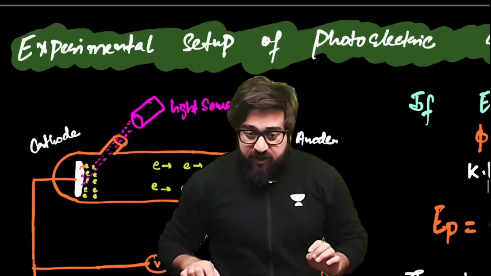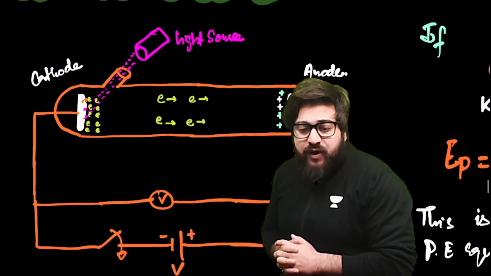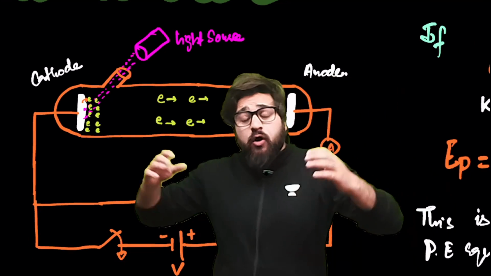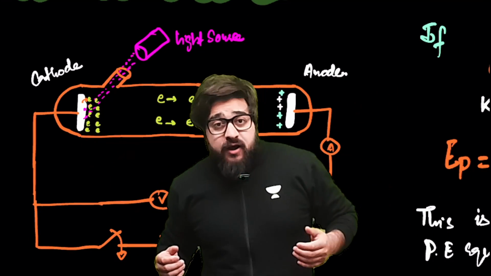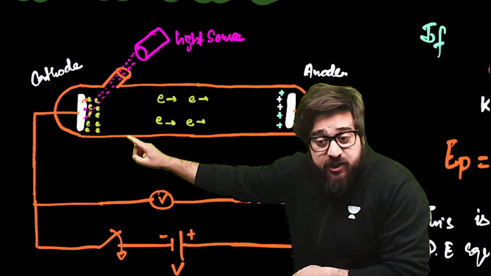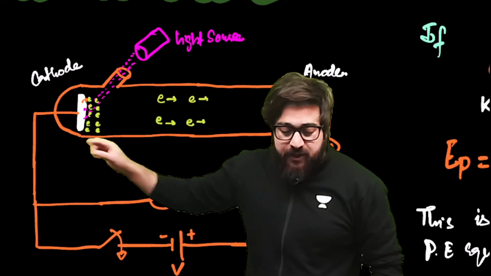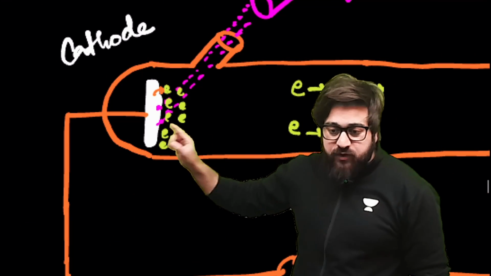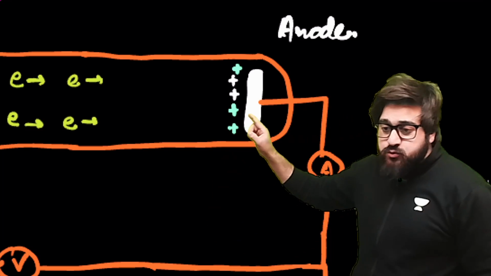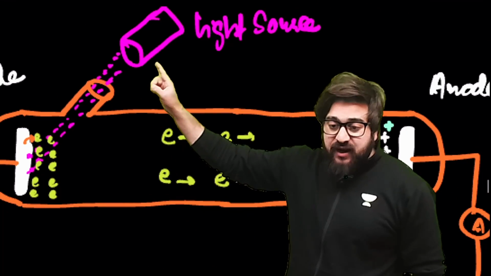Now the experimental setup of the photoelectric effect. My dear friends, it is not like you'll go out on a sunny day and say, sir, I'm wearing shorts and I'll perform the photoelectric effect. No, there has to be a proper setup. We take a tube-like structure. Inside this we have a metallic plate, which we call the cathode, and this is the anode over here. This is the light source.